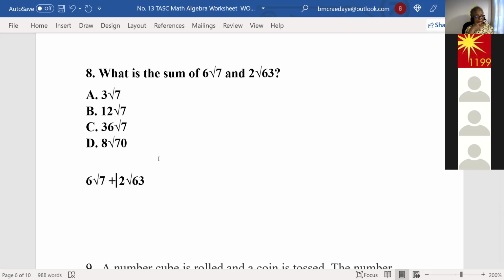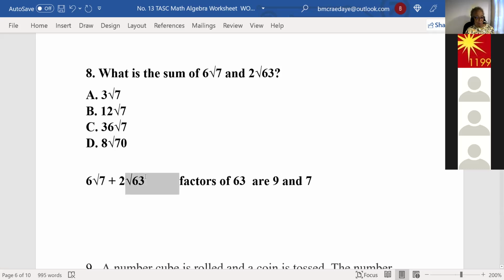When you see something like this and you want to add it, you think, well, what can I get? Where can I get a square root of 7 and a square root of 7? So then I could add. Now, 63, what are the factors of 63? 9 and 7. That's it. The factors of 63 are 9 and 7.